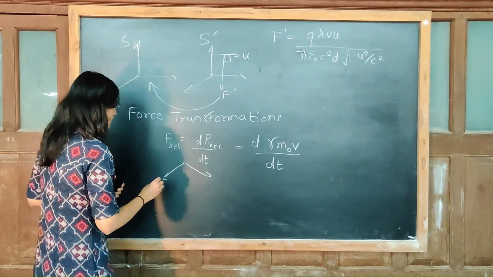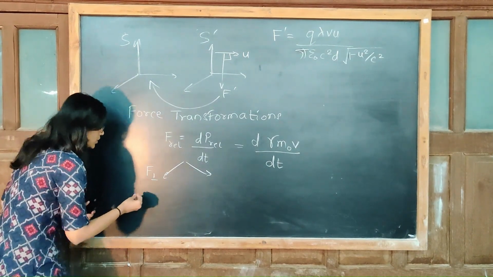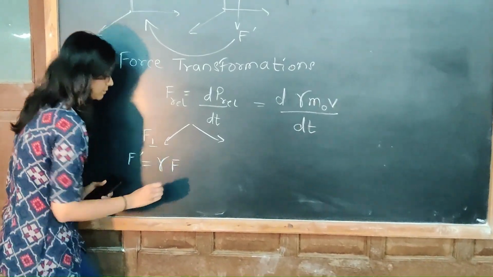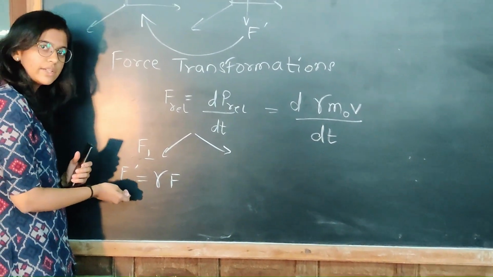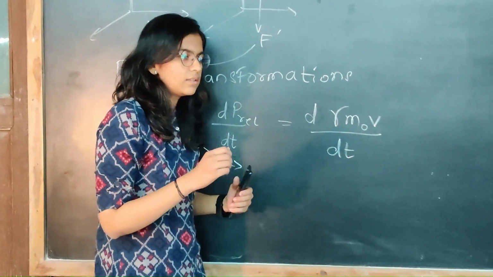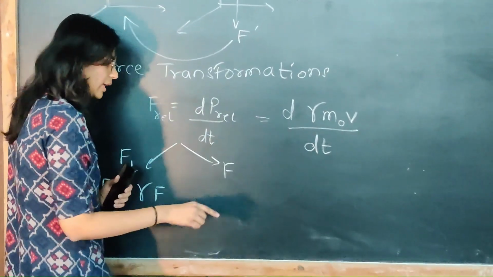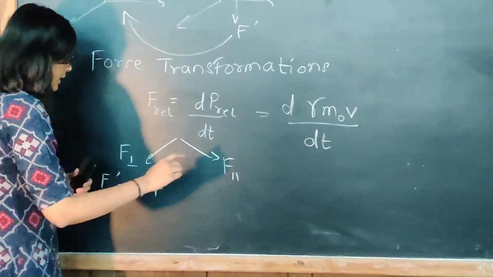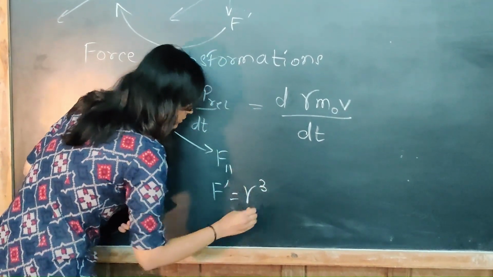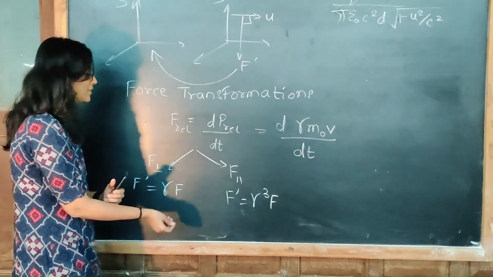If the force is perpendicular to the velocity of the frame, then the transformation is F prime equals gamma times F, where again F prime is in the relative frame and F is in the stationary frame. If the force to be transformed is along the direction of the velocity of the frame, F parallel, then the transformation is given by gamma cubed F. I won't go into the derivations, you'll have to believe me on this one.